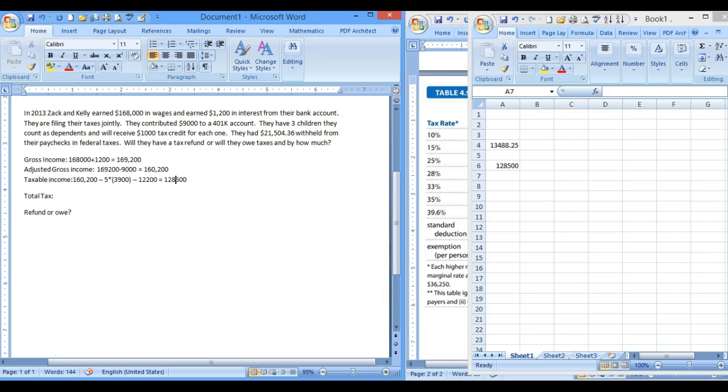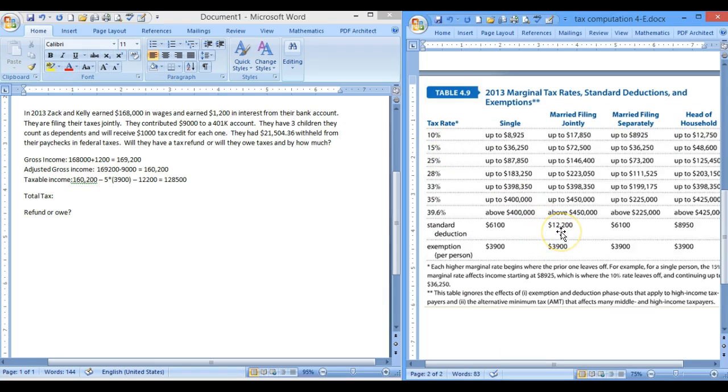And if we did, that's one of those things that doing these computations, they kind of snowball. So if you're off at the beginning, you'll be off at the end. So it's good to make sure that you check things as you go. And that would be right here, 12,200.